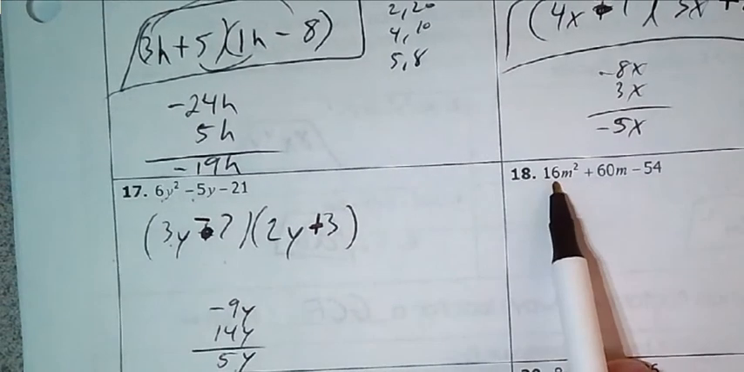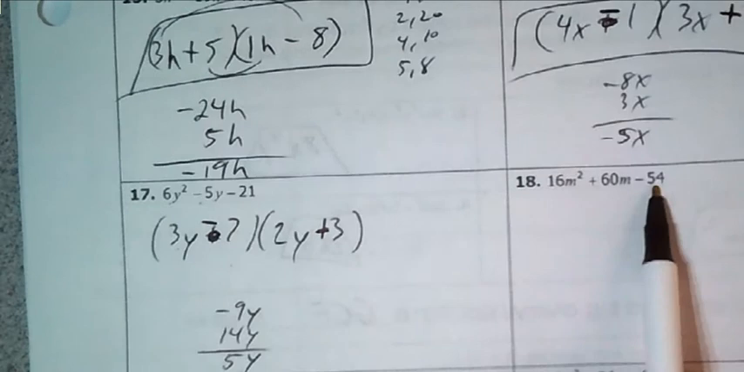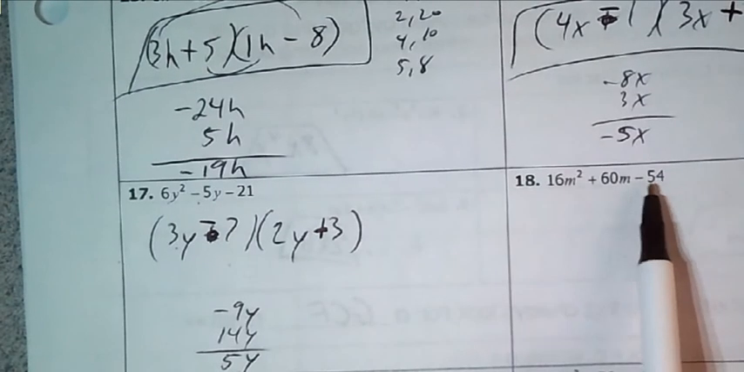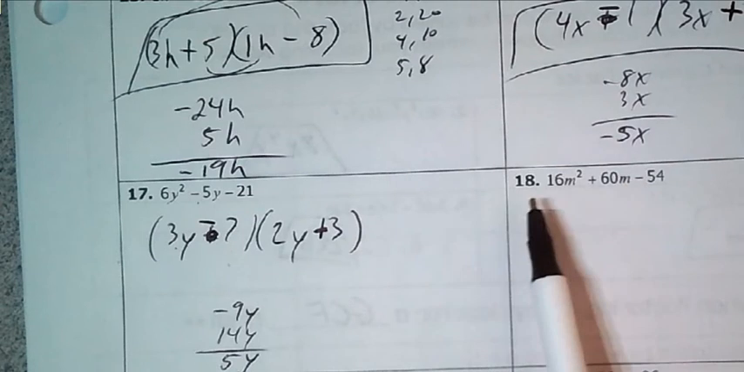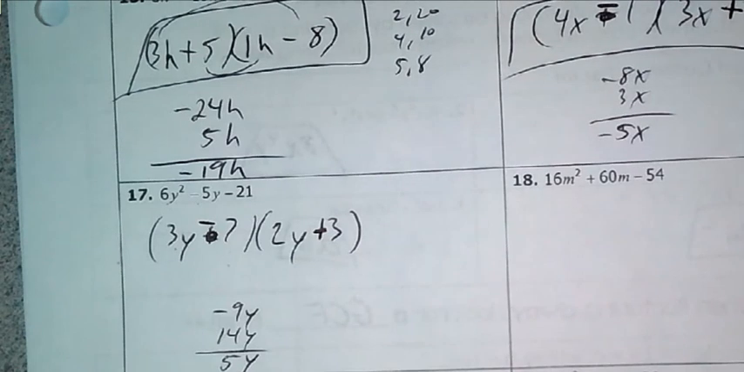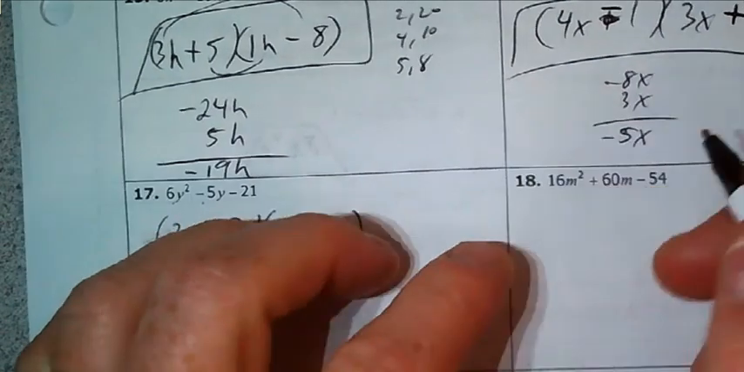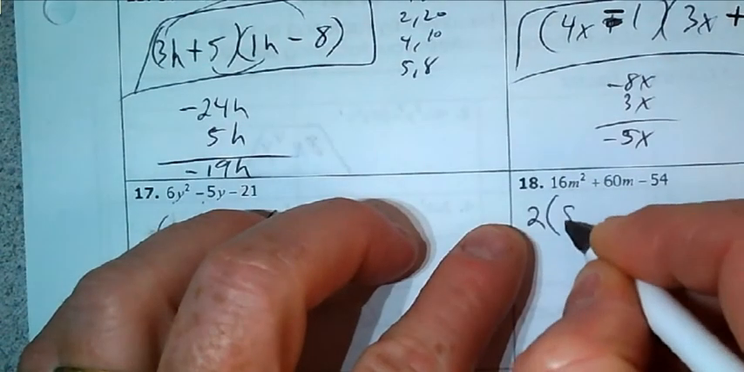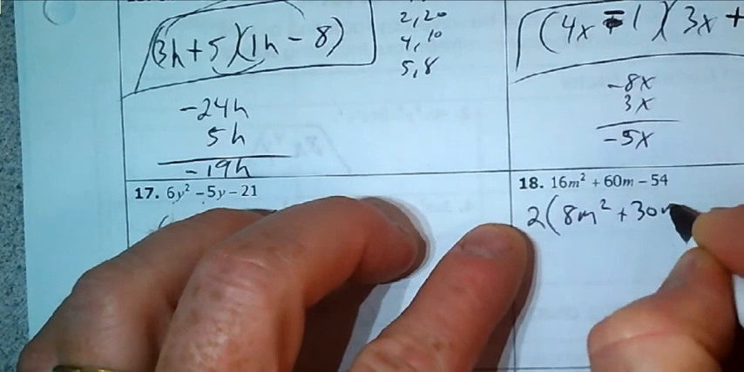All right, now, number 18. 16, 60, and 54 have a GCF. Can anybody tell me what that is? 2? No, 2 is definitely, hold on, but is there anything else? Is 4 a GCF? 54 divided by 4 is what? It's 13.5. So 4 is not a GCF. So 2 is the GCF, so we're going to factor that out. That leaves 8m squared plus 30m minus 27.